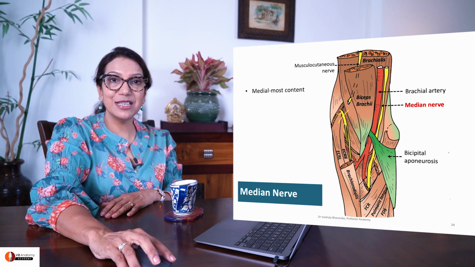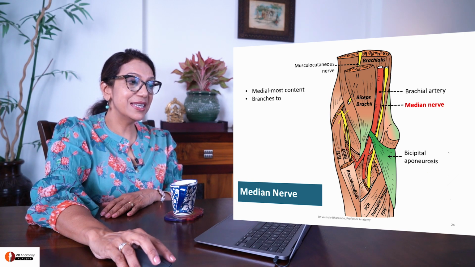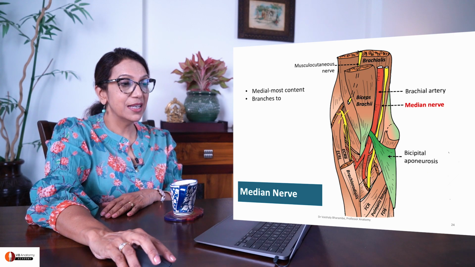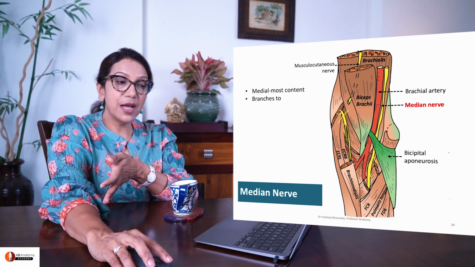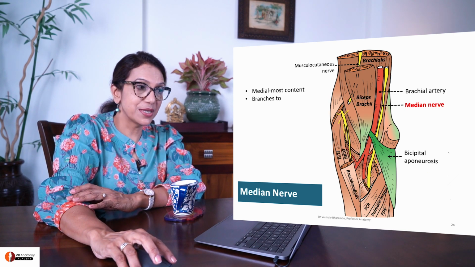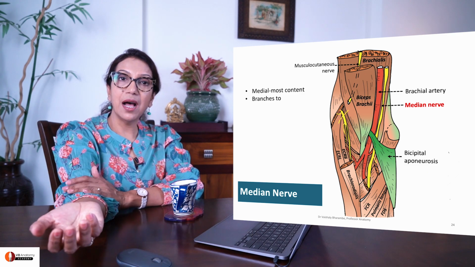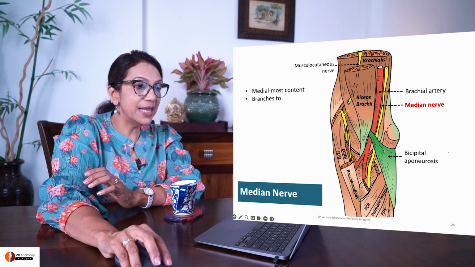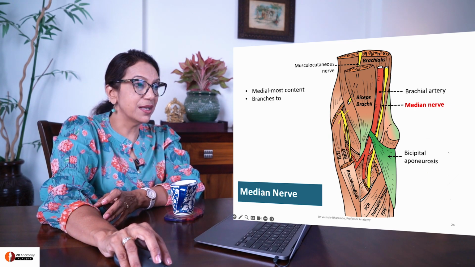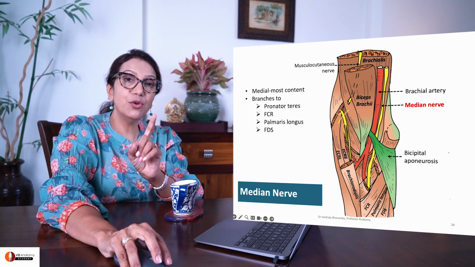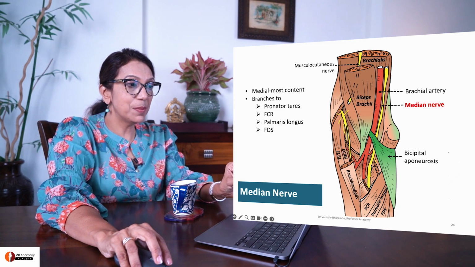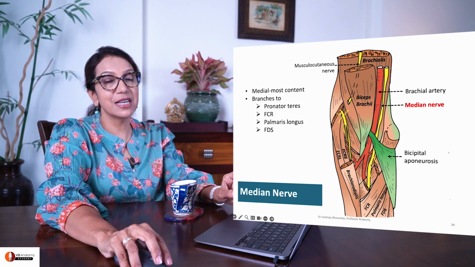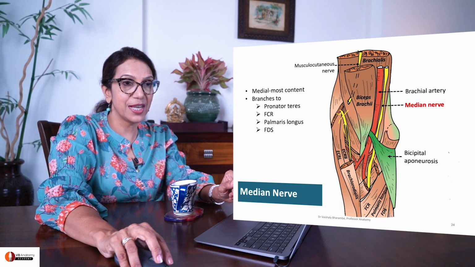Okay, so let's discuss each of these, okay? Here you're seeing the median nerve, which is descending downwards from the arm down, entering into the cubital fossa. As it's in the arm, it gives a branch to the pronator teres muscle and then it enters into the cubital fossa where it gives branches again to pronator teres, flexor carpi radialis, palmaris longus and flexor digitorum superficialis.